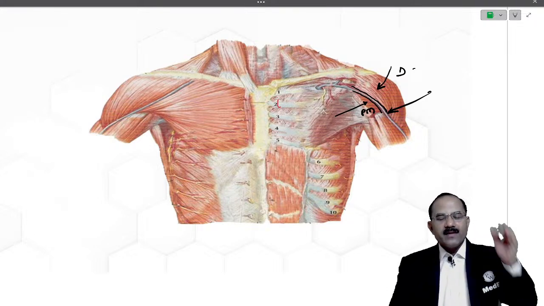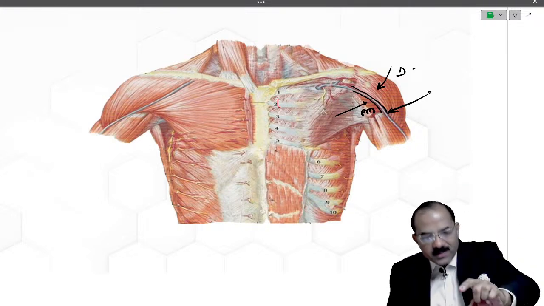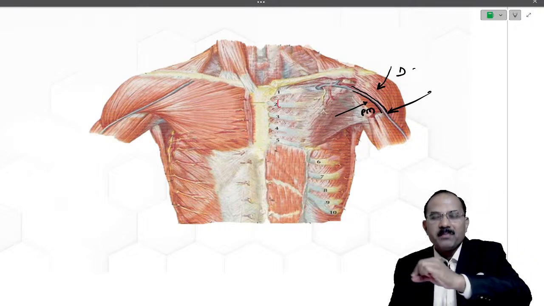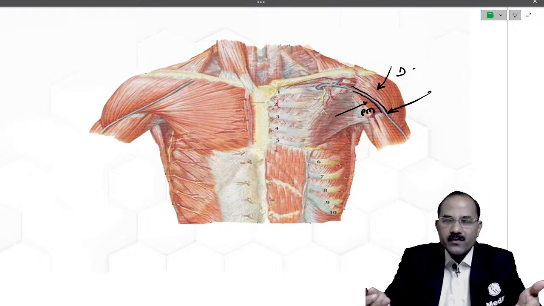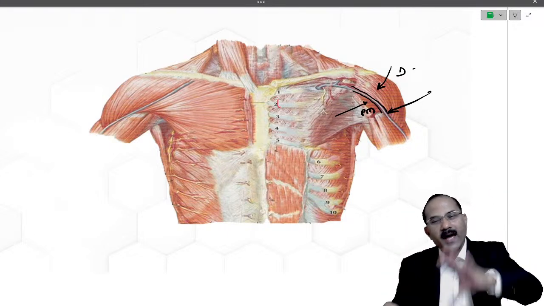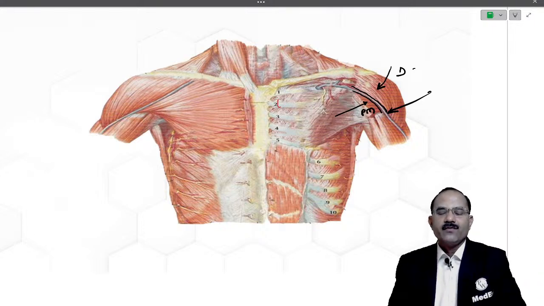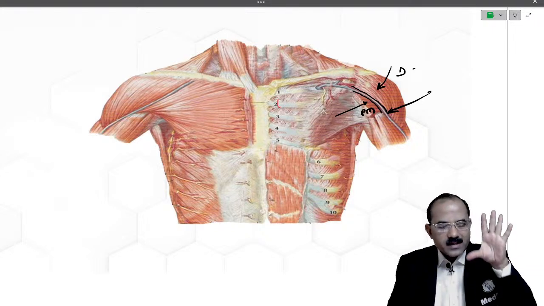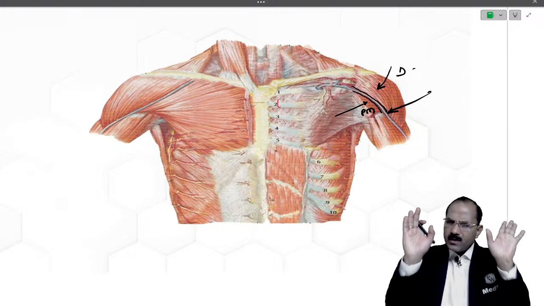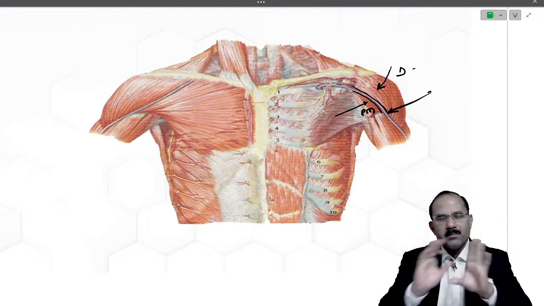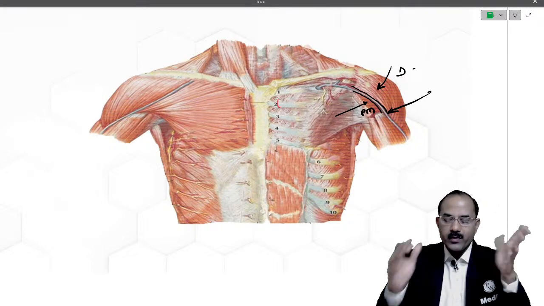So cephalic vein lies in the deltopectoral groove. The same cephalic vein is going to pierce the clavipectoral fascia, and this cephalic vein is going to open into the axillary vein. So just try to understand everything that I'm telling you. Listen to the lecture, and many of the things would be clear. I'll try to correlate many things.